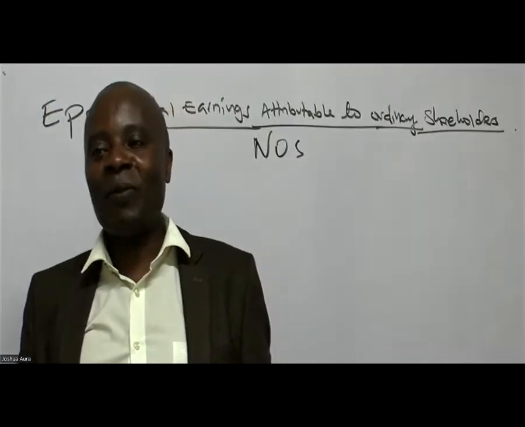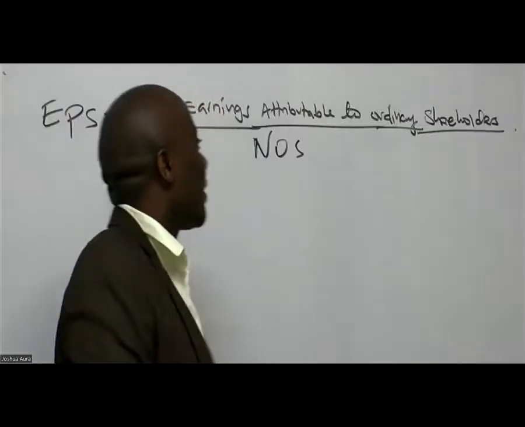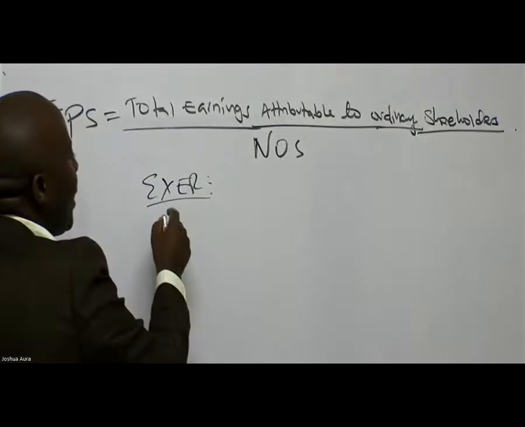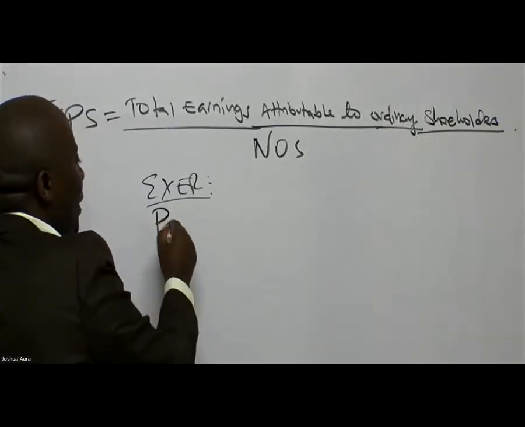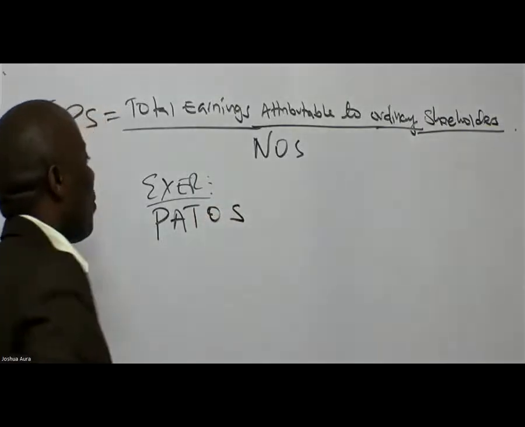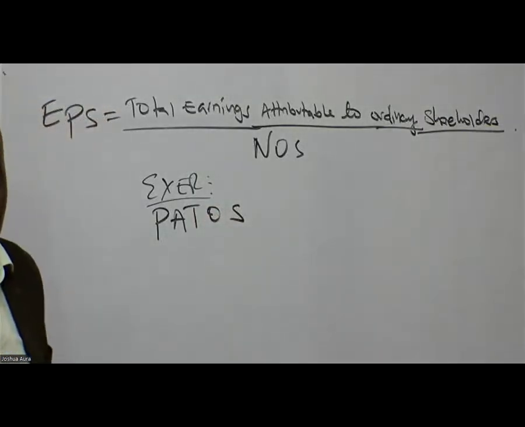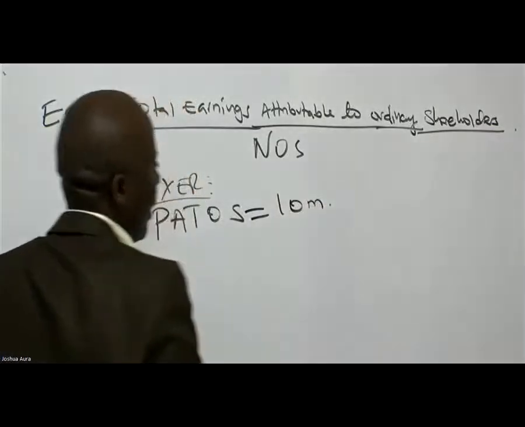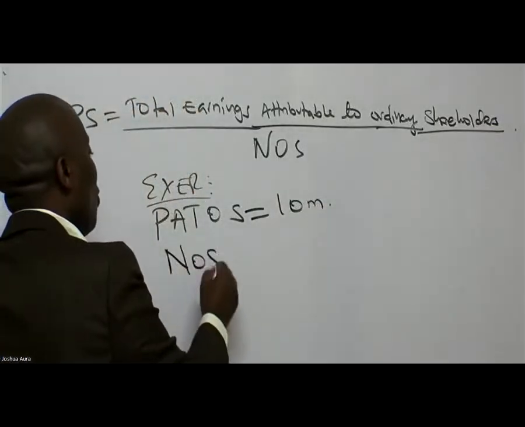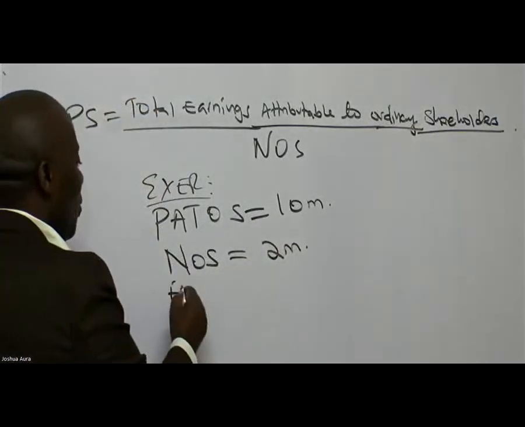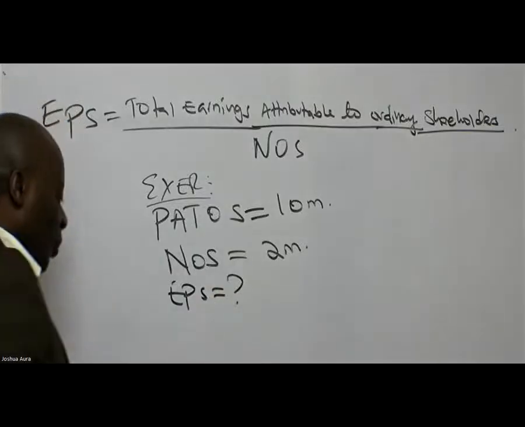Very important, ladies and gentlemen. Exercise number one. They have given us profit attributable to ordinary shareholders, 10 million. And then we are given a number of ordinary shares, 2 million. And somebody wants you to get EPS.